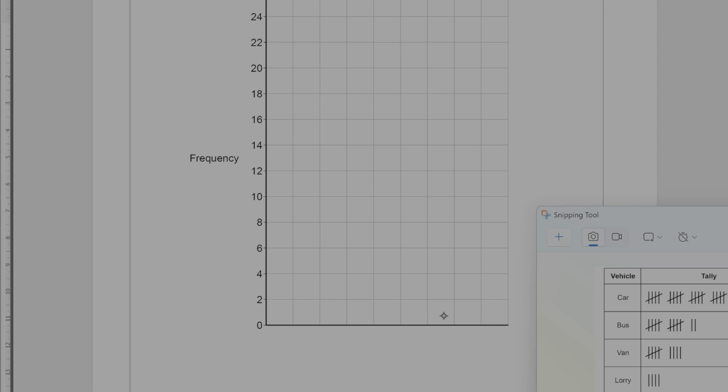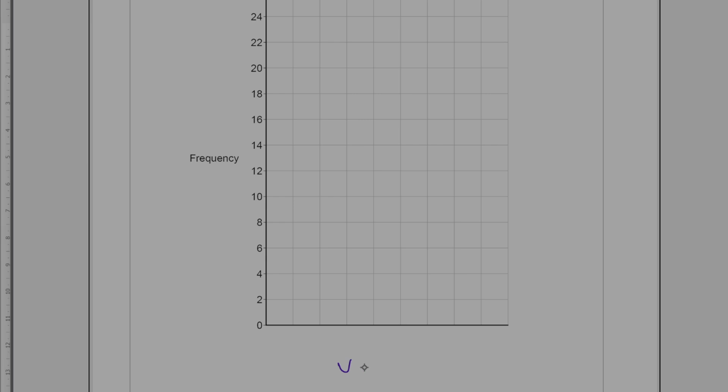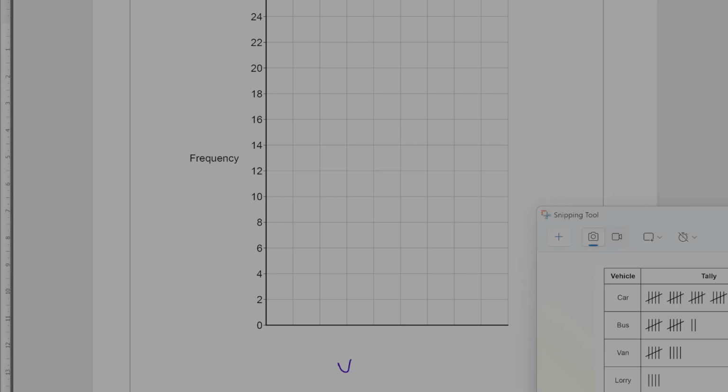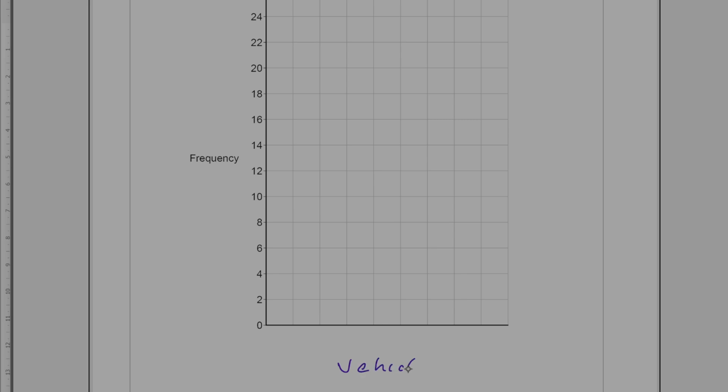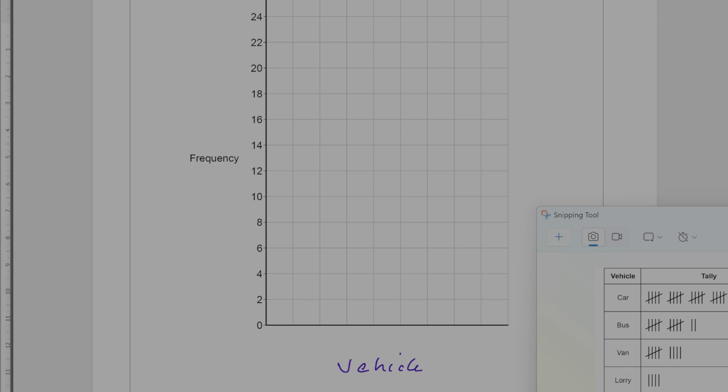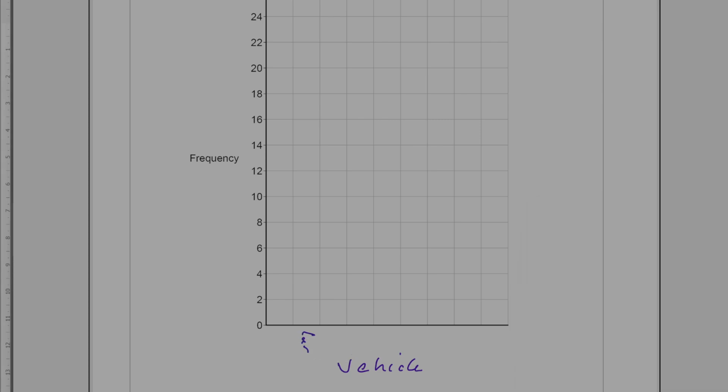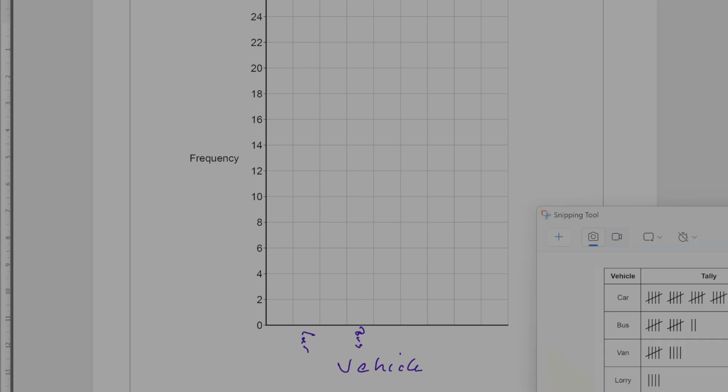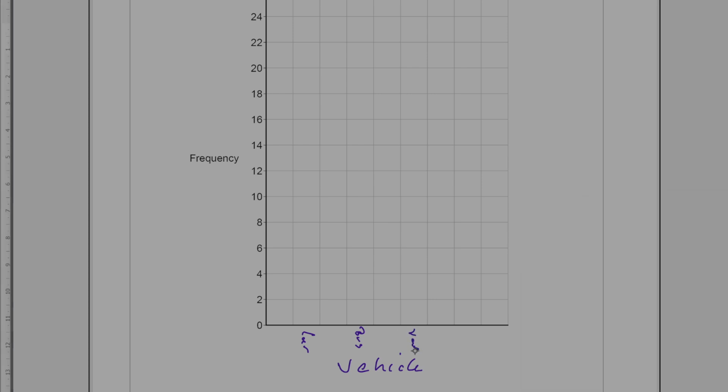So let's just check how many. So I need these bars not to touch first of all because it's non-numerical data. And I need 1, 2, 3, 4 spaces. So 1, 2, 3, 4. So that fits nicely. So I'm going to go vehicle. And I'm going to go car. So go car. What my other bus, van, and lorry.